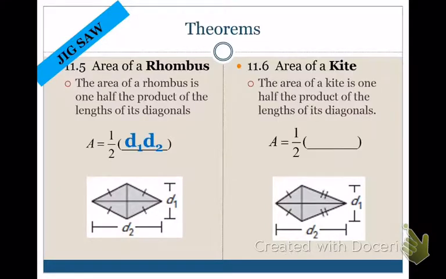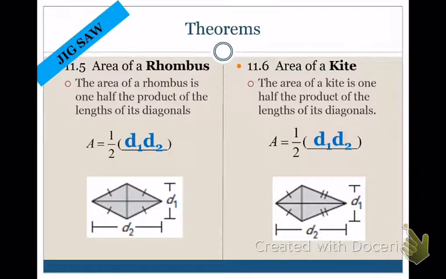Two more theorems here. The area of a rhombus and a kite. The nice thing is the area formula for a rhombus and a kite are the same. It's just 1/2 times the product of the diagonals. Now, why in the world are we using the diagonals? We've been using the sides for everything else.